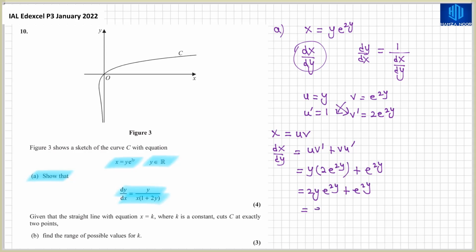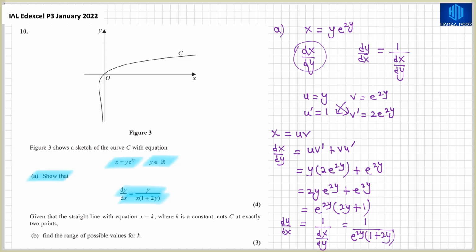Now if we take e raised to the power 2y as common, we are left with 2y plus 1. As we want to find dy over dx, dy over dx will be equal to 1 divided by dx over dy, which means 1 divided by e raised to the power 2y multiplied by 1 plus 2y.